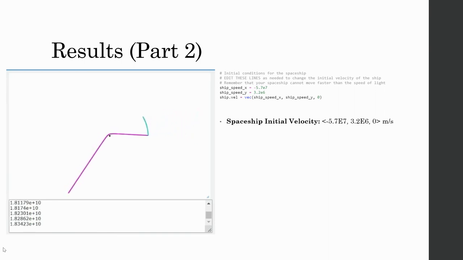As you can see, the spaceship travels close to the black hole, which changes its direction, and the spaceship proceeds to leave the system. Using trial and error, the speeds of the x and y components of the spaceship were determined. Using those values, we can determine the initial velocity of the spaceship in this model, which is negative 5.7 times 10 to the 7, 3.2 times 10 to the 6, and 0 meters per second.